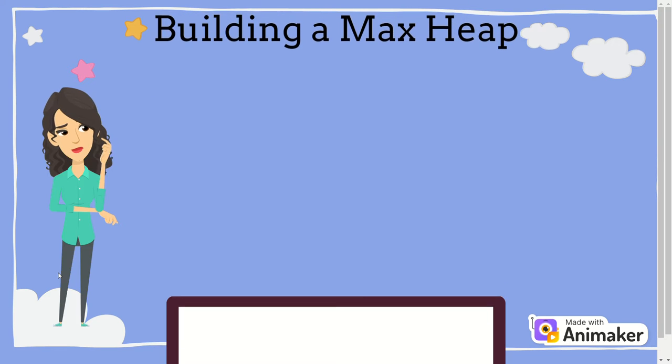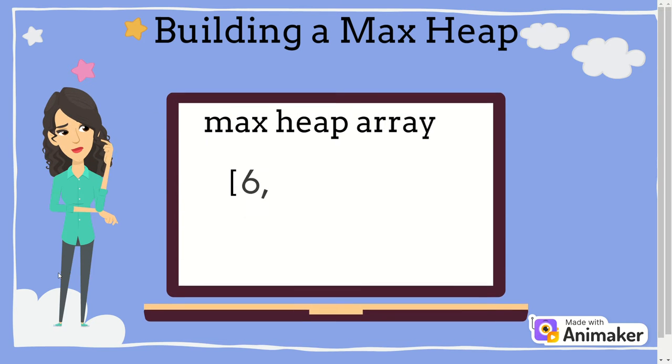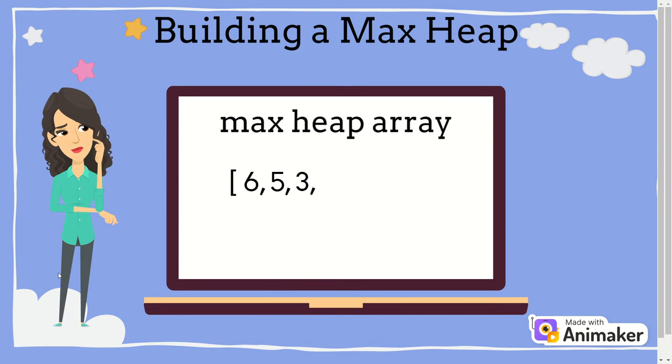Here is the step-by-step demonstration of building a max heap from the array 6, 5, 3, 1, 8, 7, 2 and 4, and arranging its elements in max heap order. We will start with the initial unsorted array and transform it into a max heap using the heapify process.